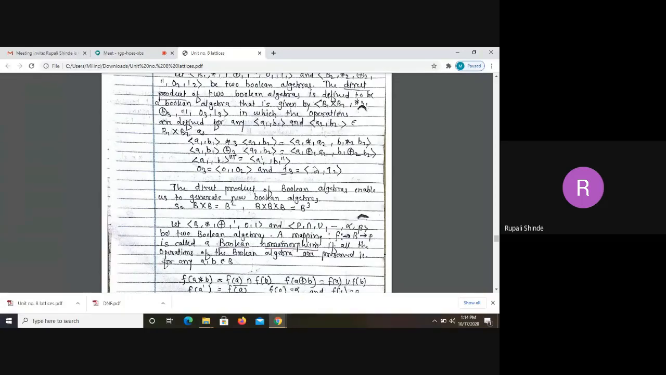So in the lattice, we have seen direct product of lattices is used to form bigger lattices from smaller ones. So the same use we are going to use here. The direct product of Boolean algebras enables us to generate new Boolean algebras. So here we can generate B square, B cube. How can we generate B square? If we have Boolean algebra B, then it is possible to generate B square from it as B into B.